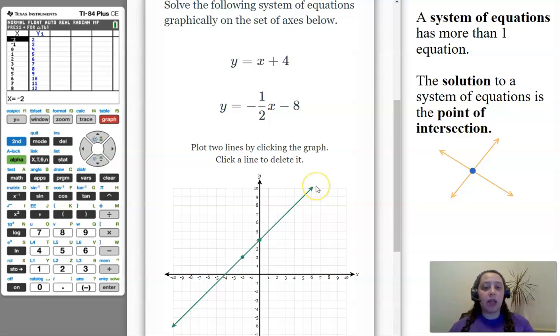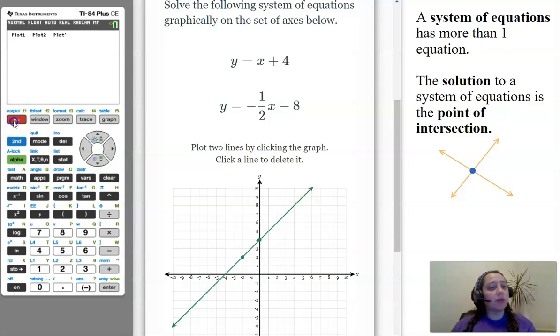Make sure our line goes all the way to the ends and we have arrows. And it's a good idea to label this graph. So you can't do it in Delta Math. However, you should write this equation next to the line. Now let's do the second graph.